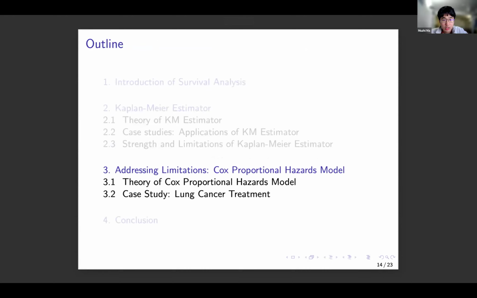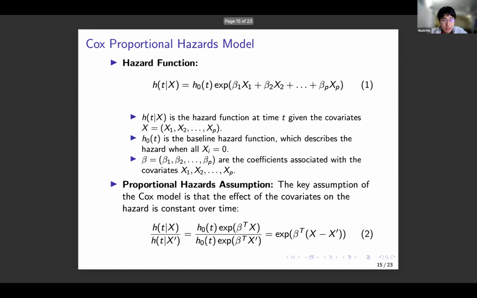Okay, thanks, Yizhuo. So now let's move on to the Cox proportional hazards model. First, equation 1 gives the hazard function of the Cox proportional hazards model. Here h(t|x) is the hazard function at time t given the covariates x. And the hazard function can be decomposed into two terms. The first one is h0(t), which is the baseline hazard function, and it describes the hazard when all the covariates are 0.